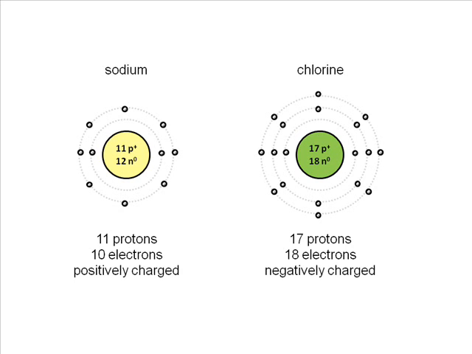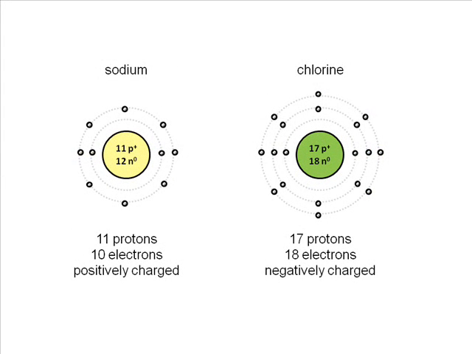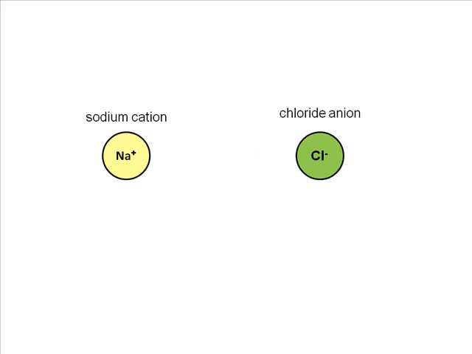And if you remember from earlier, atoms are electrically neutral. An ion is an electrically charged particle. It can either be positively or negatively charged. We call them cations when they're positive and anions when they're negative, but they're charged particles. That's what's happened here. We've gone from a sodium and a chlorine atom to a sodium cation and a chloride anion. They are now charged particles.